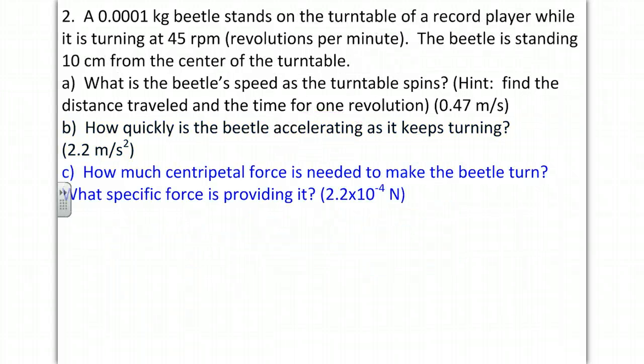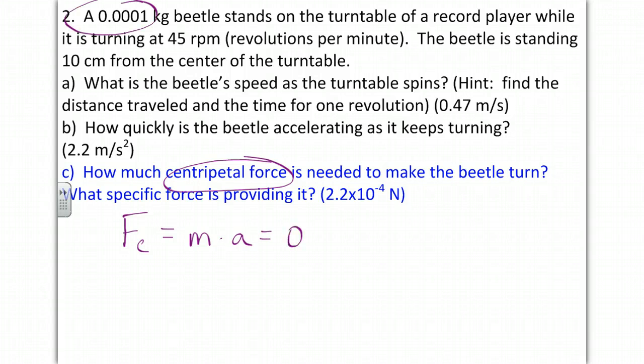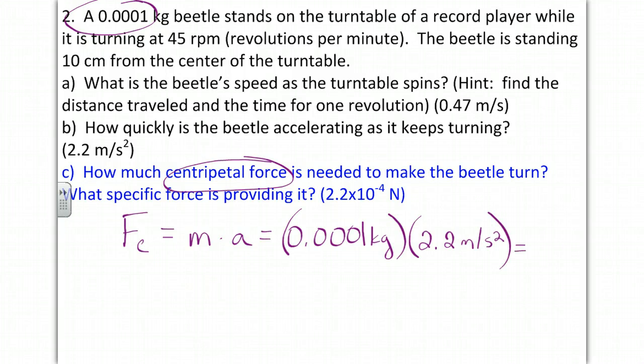Part C is asking how much centripetal force, and the centripetal force is equal to mass times the acceleration. So we'll use the mass given in the problem, 0.0001 kilograms, times the acceleration from part B, 2.2 meters per second squared, and this will give us 2.2 times 10 to the negative 4 newtons.